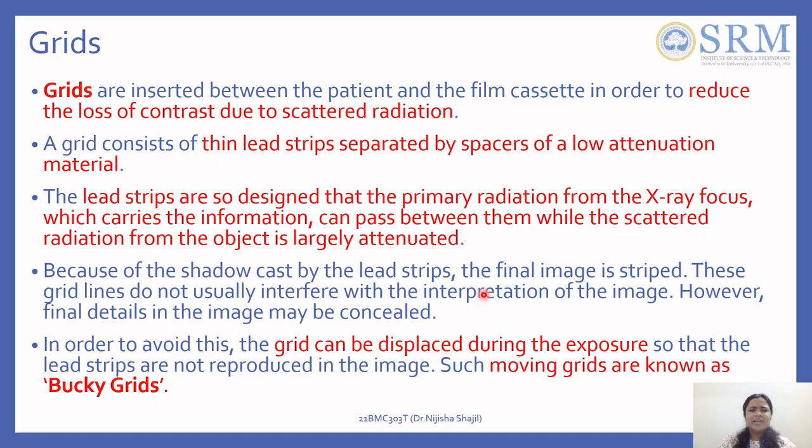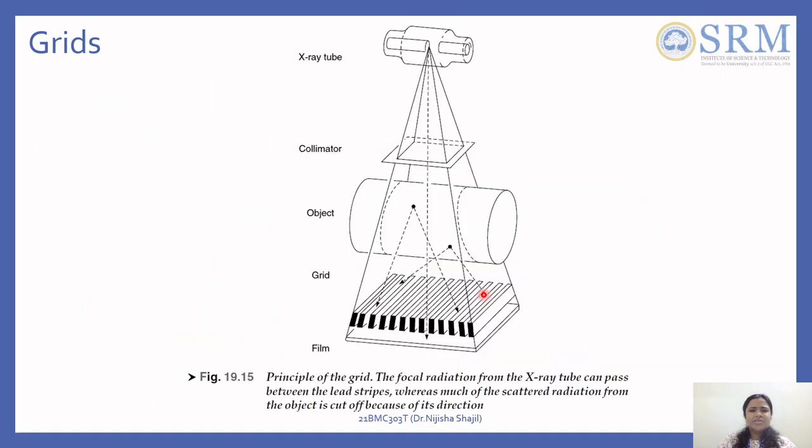What are grids? They are very, very thin lead strips. They have a space between them. Why do we use this? Now the X-rays are coming here, you have an object and they are falling on it. When the X-rays cross and fall, you have scattered radiation along with the actual absorbed radiation coming out. Scattered radiation will not be straight.